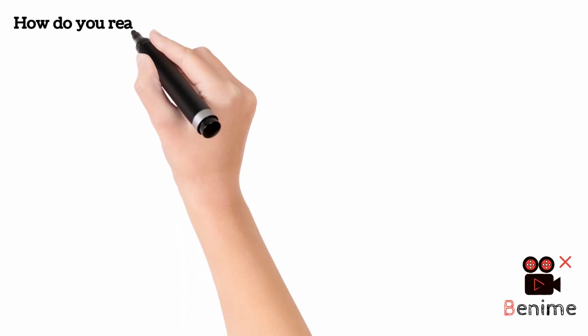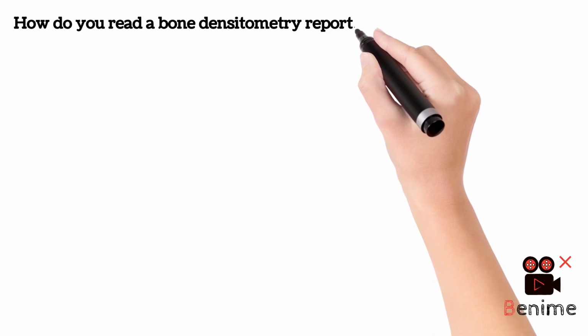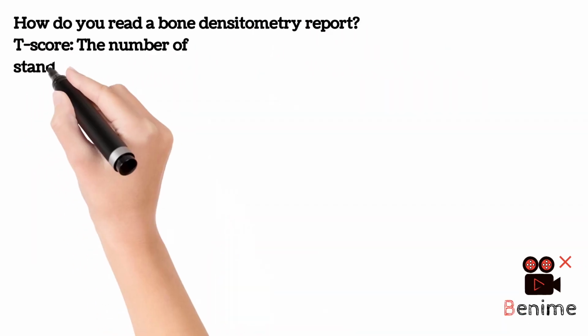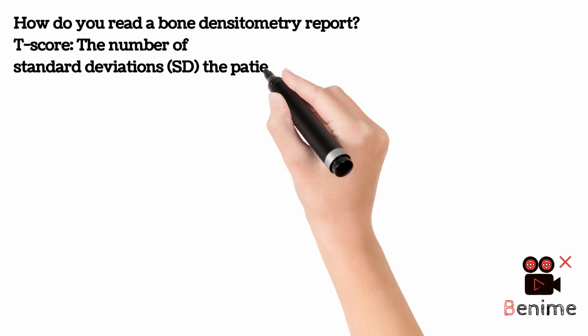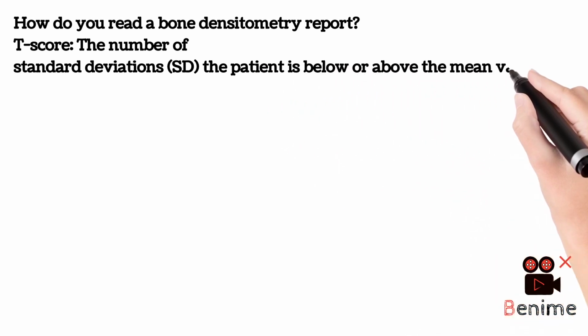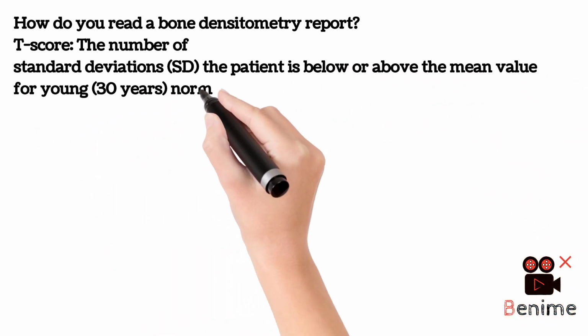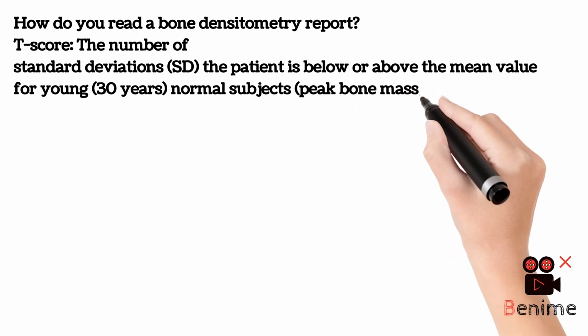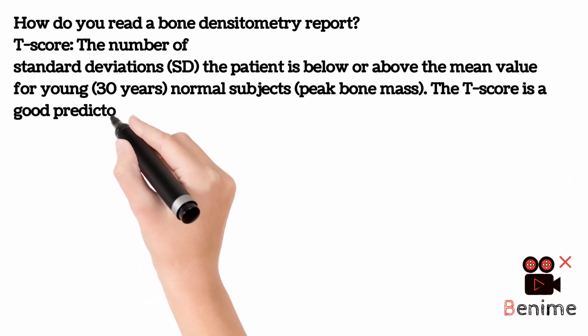How do you read a bone densitometry report? T-score: the number of standard deviations, SD, the patient is below or above the mean value for young, 30 years, normal subjects, peak bone mass. The T-score is a good predictor of the fracture risk.